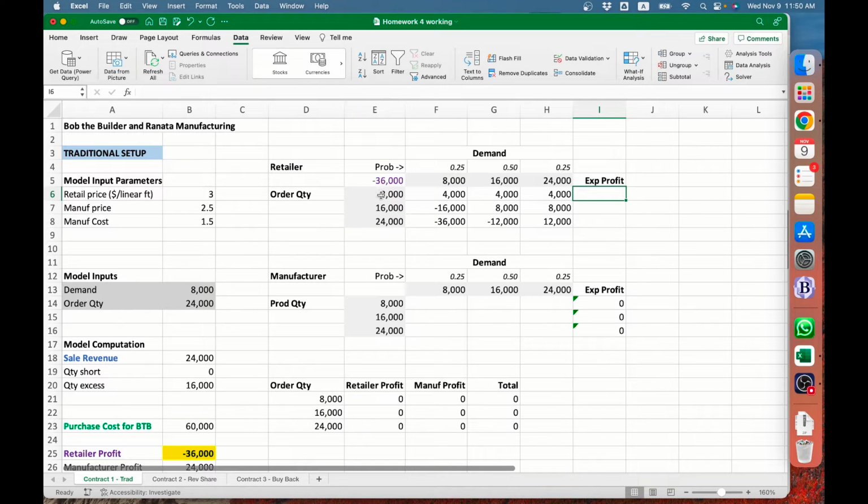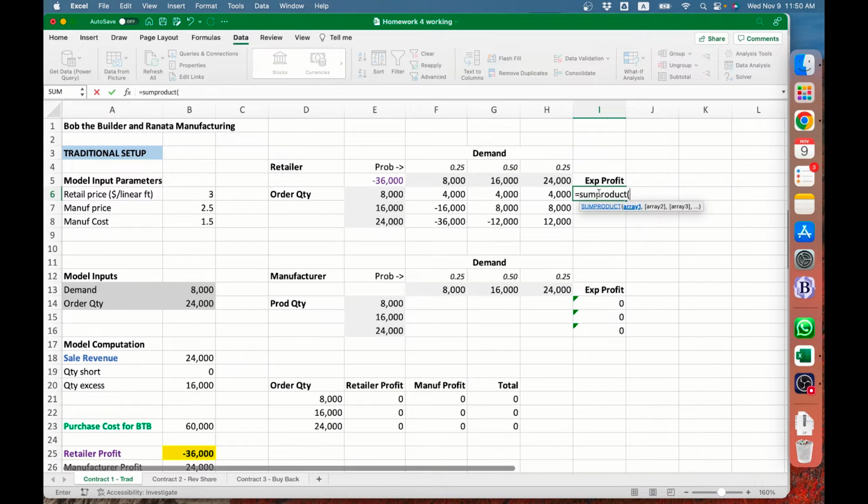Expected profit means that if we order 8,000 and demand has not occurred, demand is the future, we don't know for sure what demand it will be, what profit can we expect? So if we play this scenario multiple times, each time we order 8,000, demand turns out to be something random, what's our average profit going to be? To do that, we're going to use the probabilities.